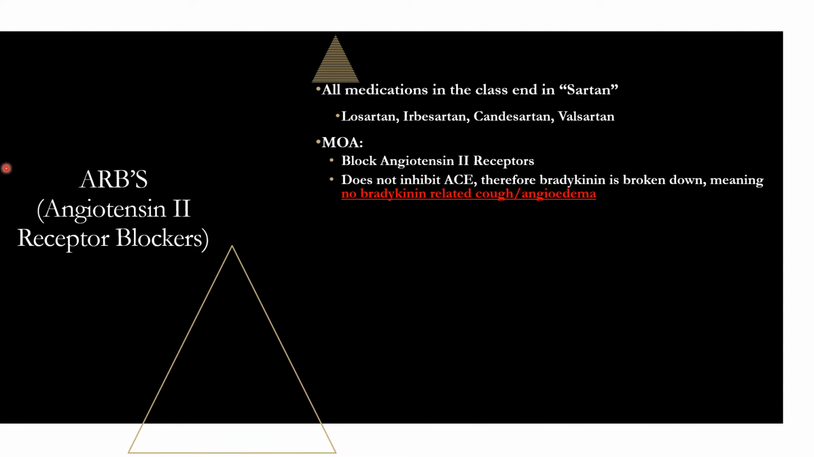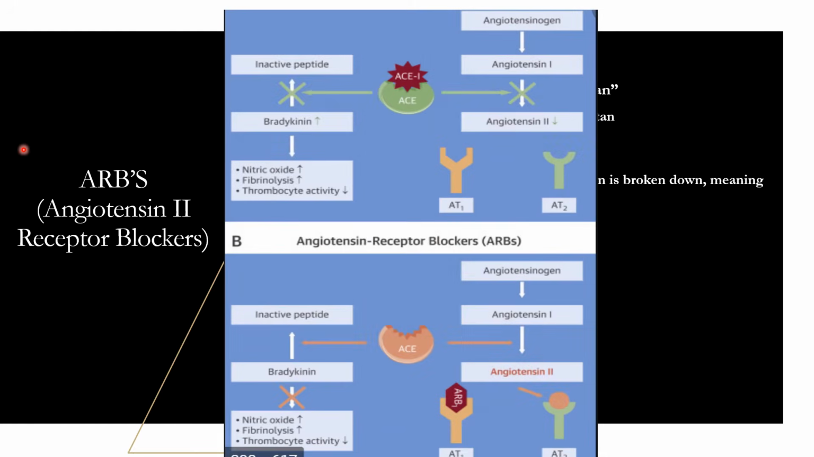And if you remember what I went over before, ACE is responsible for breaking down bradykinin. So if we're not inhibiting ACE, we're no longer stopping the breakdown of bradykinin, meaning you're not going to have cough or angioedema. So if we take a look at a diagram here, this was your ACE inhibitors.